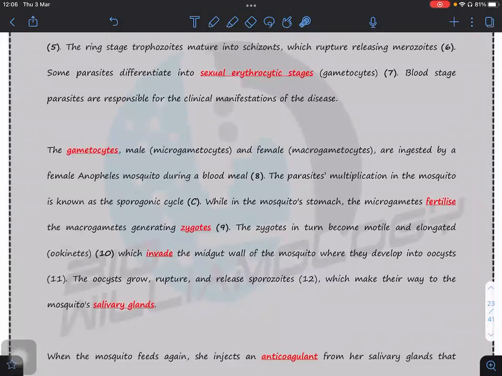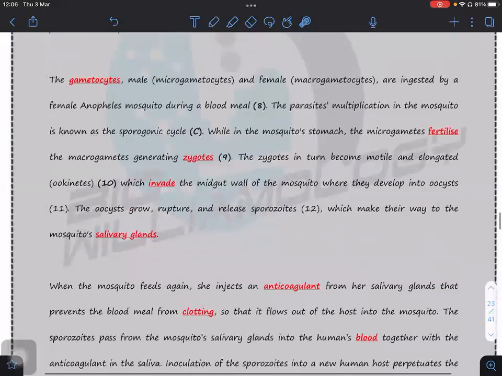The gametocytes, either female or male, are ingested by the female Anopheles mosquito during a blood meal. The parasite now multiplies in the mosquito, known as the sporogenic cycle. In the mosquito stomach, fertilization takes place, forming a zygote. The zygote becomes motile and elongated, invades the midgut wall of the mosquito and develops into the oocyst. The oocyst grows, ruptures, and releases sporozoites again, which make their way to the salivary glands.